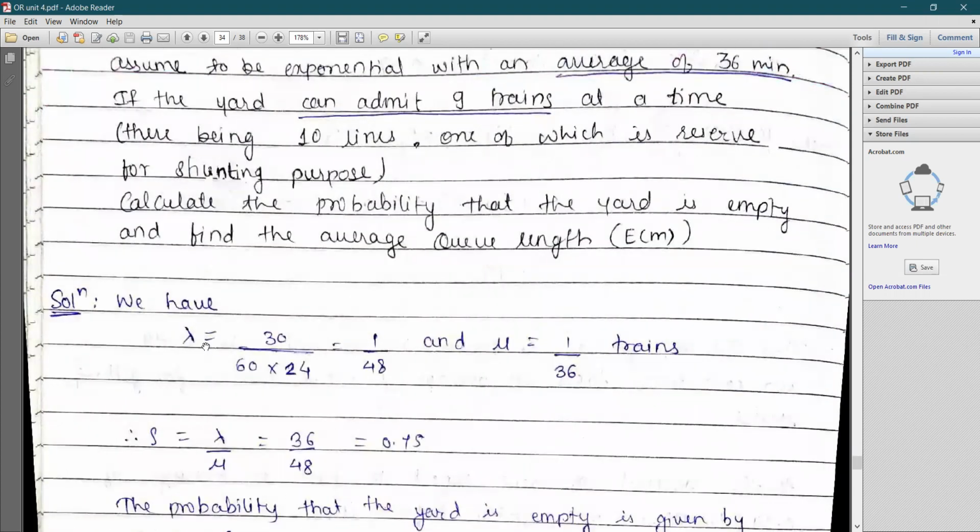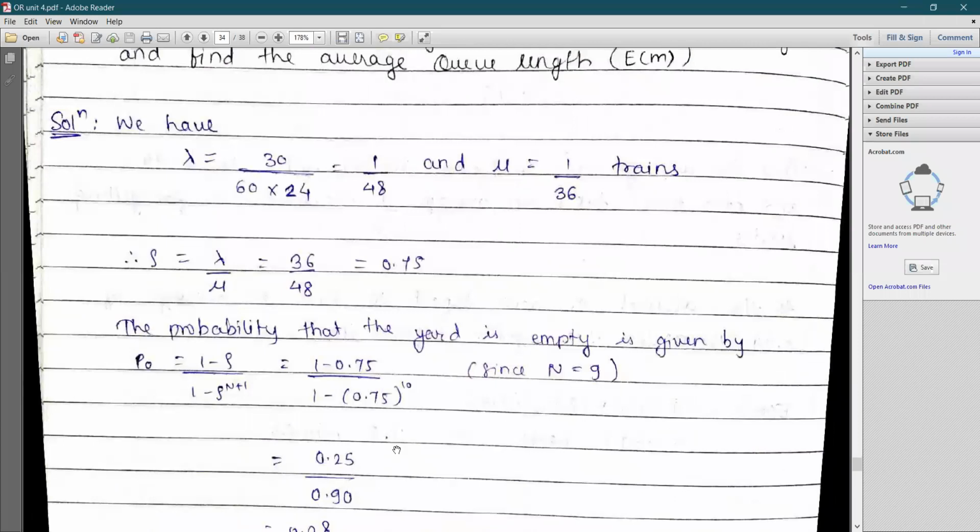Here we find the first value of lambda, that is 30 train per day. Therefore lambda is equal to 30 divided by 60 into 24, that is 1/48, and mu की वैल्यू है 36 per एवरेज ऑफ 36 मिनट एवरेज है इसका, तो ये वन ट्रेन 36 मिनट में आती है, therefore mu is equal to 1/36 train. Then rho is equal to lambda upon mu, that is 36 upon 48, that is 0.75. ये problem पीछे भी हुआ है.